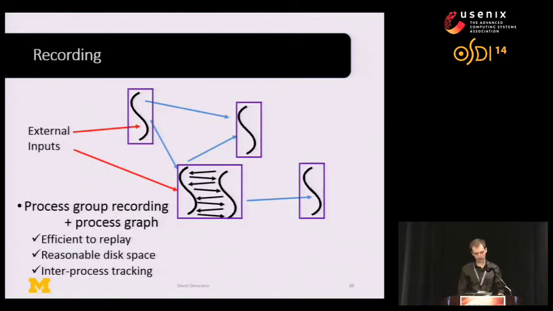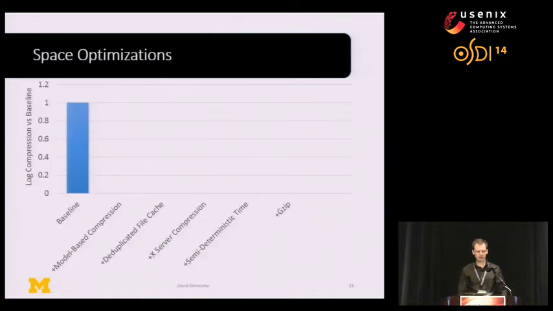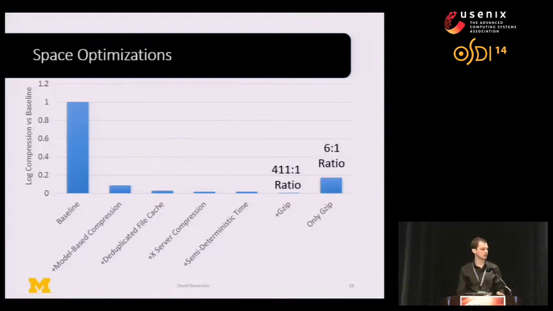So now we've recorded our system efficiently, we can recall data efficiently, and we have inter-process tracking via the process graph. But this alone isn't enough to give us years of data on a single disk. We also apply many space optimizations. These are optimizations such as model-based compression, our deduplicated file cache, X-server compression, and semi-deterministic time. We then take this compressed log and we zip it. And when we do all of this, we see a 411:1 compression ratio over baseline. This compares to a 6:1 compression ratio if we were to just use gzip alone.